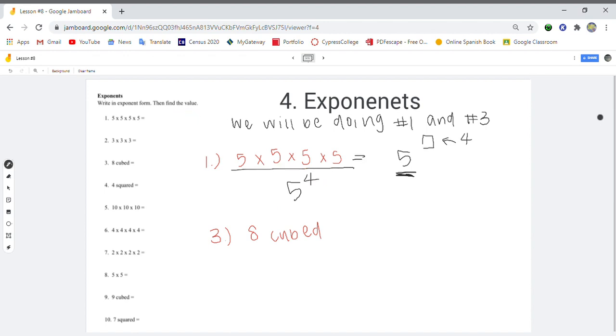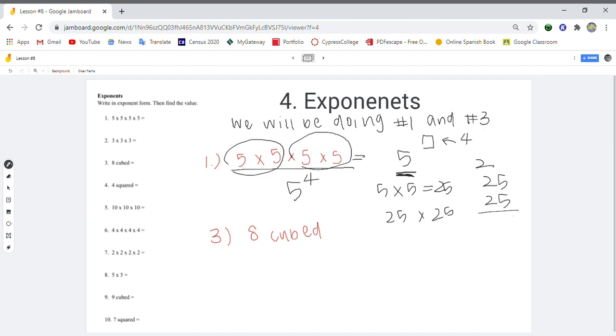So let's do that. 5 times 5 is 25, right? So we have 25 times 25, because this is 5 times 5 and this is 5 times 5. So 25 times 25. We place it vertically like this. 5 times 5 is 25. 5 times 2, 10, plus 2 is 12. 5 times 2, 10, so we place it right here. 2 times 2 is 4, plus 1 is 5. So you get 625. When you find the value of 5 to the 4th power, you will get 625.